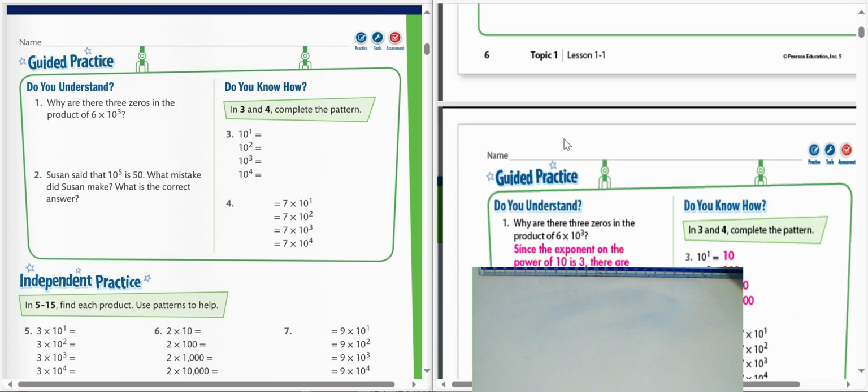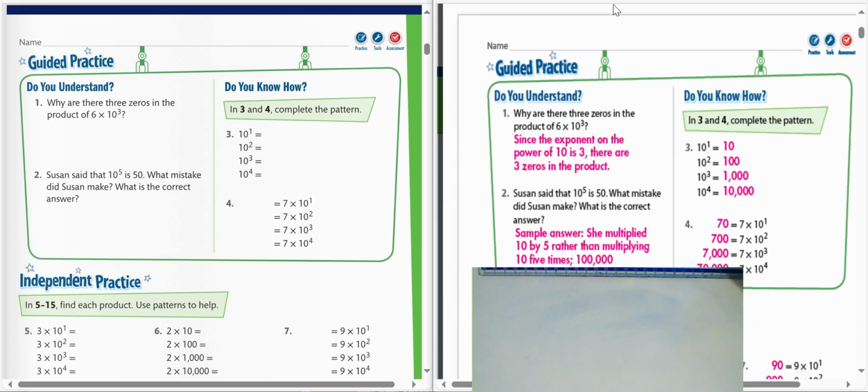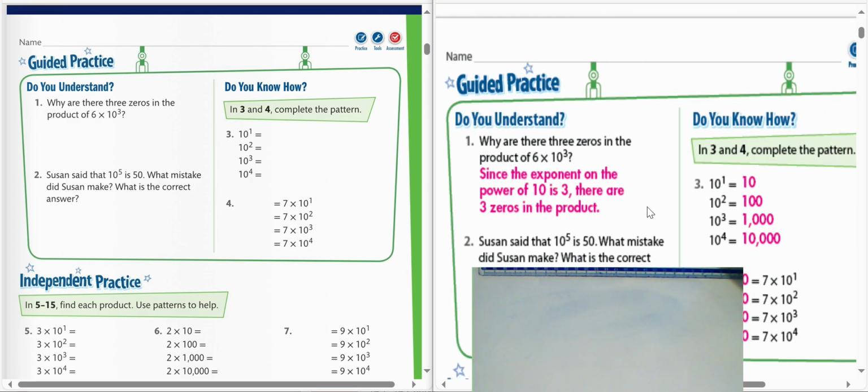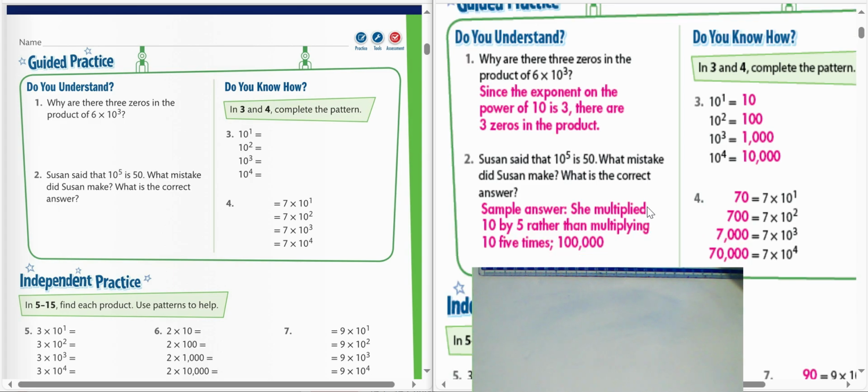About question number 1. Okay, this answer: since the exponent of the power is 3, there are 3 zeros in the product. 10 power 1 will be 10, and 10 power 2 is 100. 10 power 3 equals 1000. 10 power 4 will be 10,000. And also Suzanne said that 10 power 5 is 50. What mistake did Suzanne make? It's wrong, because 10 power 5 means 10 times itself 5 times. The result will be 100,000. She multiplied 10 by 5 rather than multiplying 10 five times.